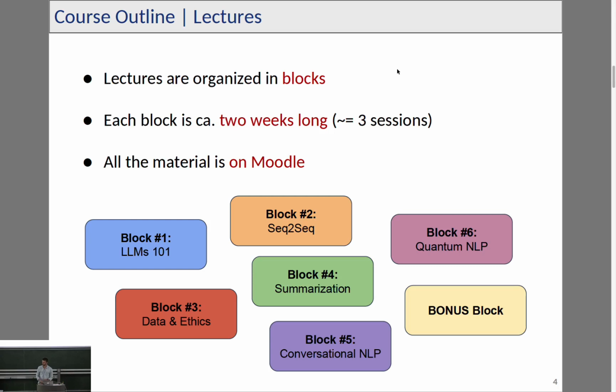We've organized the course in blocks, and each block will roughly take 2 weeks, and usually it's 3 sessions. One block is going to be slightly longer, but it will be 2 to 3 lectures, and then a tutorial at the end of the block. And all the material will be uploaded on Moodle. As you can see, we have 6 blocks, and each block will correspond to one person that I will introduce. And then we have a bonus block at the end, which is going to be guest lectures, and it will not be included in the exam, but we thought it's still interesting to hear.